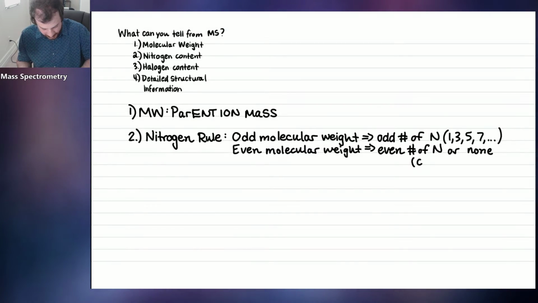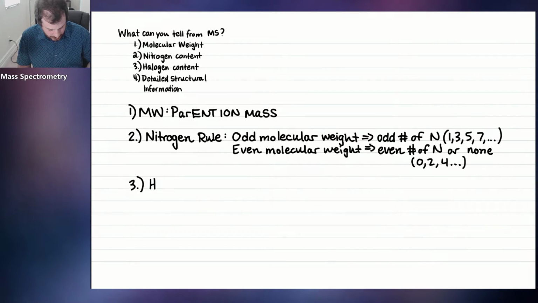So you may have 0, 2, 4, etc. You can find that from the molecular weight. And because you can find the molecular weight from the mass spec, you can also use the nitrogen rule. Number 3: halogen content. Yes, that's right. You can use mass spectrometry to figure out if your compound contains chlorine or bromine pretty easily.